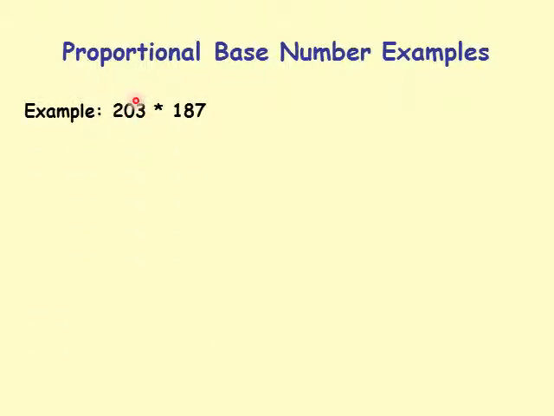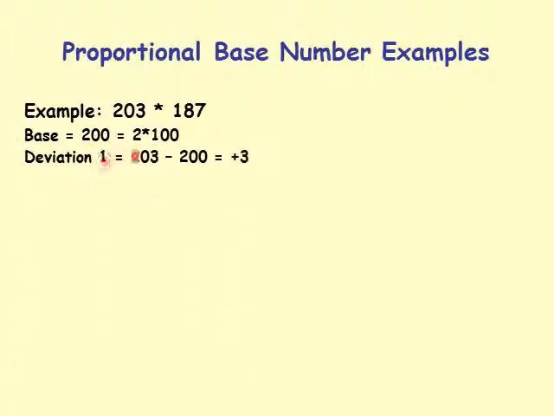First example, 203 times 187. We will choose a base first. Base is 200, which I got from 2 times 100. We don't have to draw the lines all the time. We should be able to do the multiplication. We know the steps.